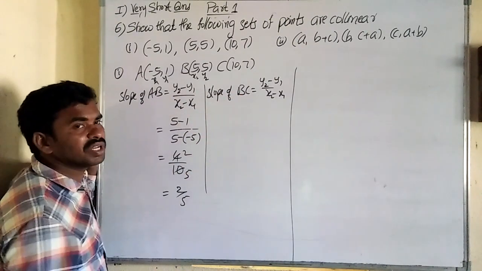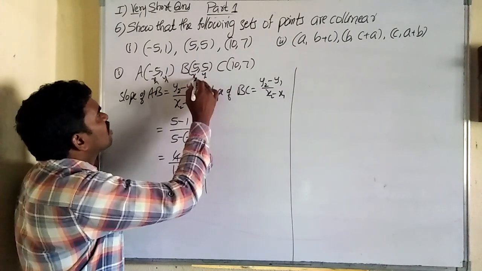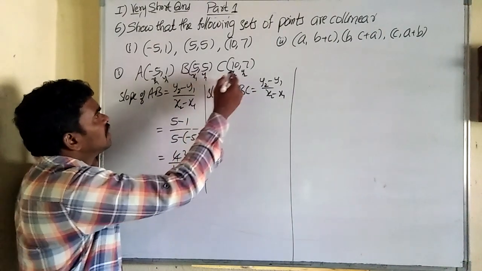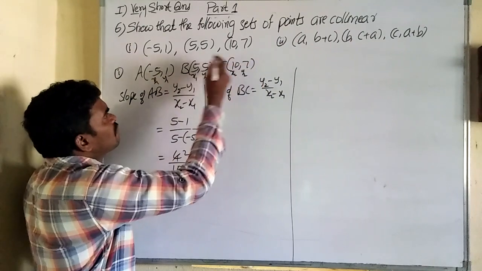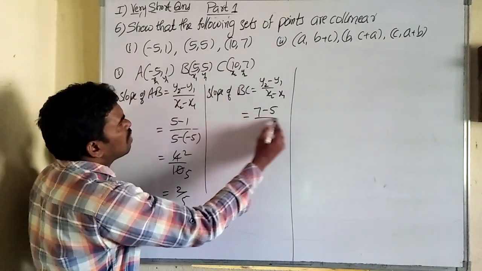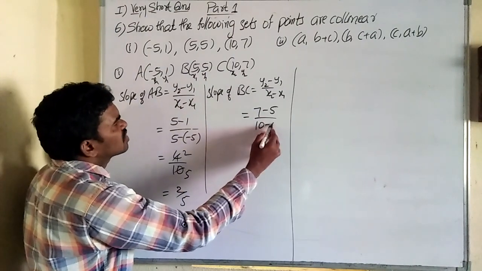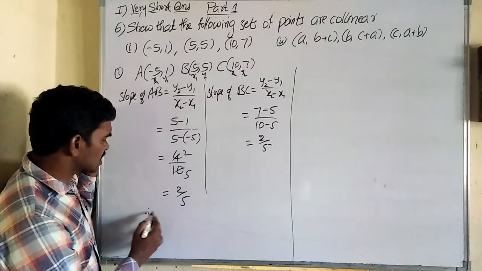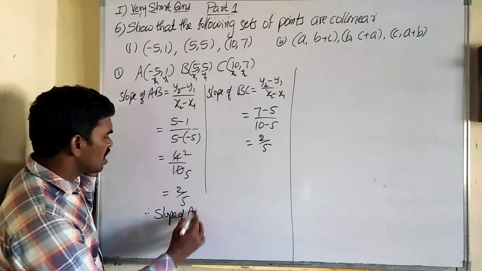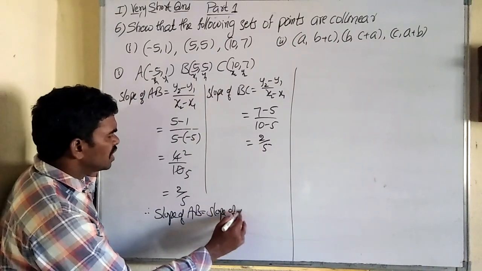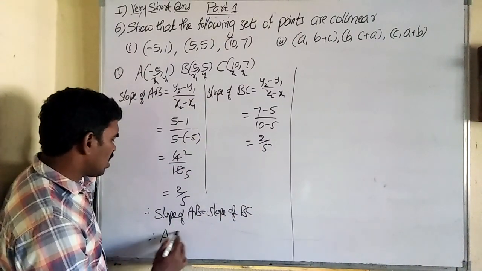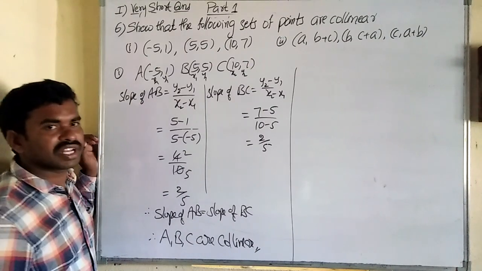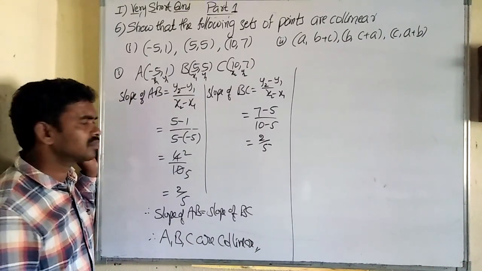Next, similarly find the slope of BC. B becomes x1 y1, C becomes x2 y2. Now apply y2 minus y1, which means 7 minus 5, by x2 minus x1, 10 minus 5. So it becomes 2 by 5. So what is the slope of BC? What is the slope of AB? Both are equal. Yes. Therefore, slope of AB is equal to slope of BC. Therefore, A, B, C are collinear. This is the way of writing. These are 2 marks important questions.